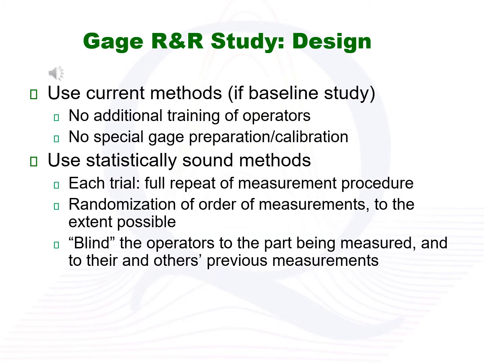For the study, you want to make sure that things mimic normal methods as much as possible. So there should be no additional training given to the operators. Also, there should not be any additional calibration or such on the tool. You want to make sure that you use sound statistical techniques. You should make sure that the trials are randomized as much as possible with respect to part and operator. Also, it is not a bad idea to make this study blind to the operators. So in other words, the operators don't know which part they are measuring or what value they got the last time they measured a part.